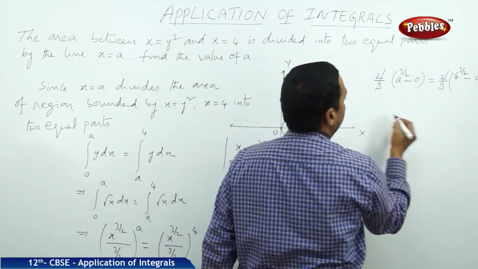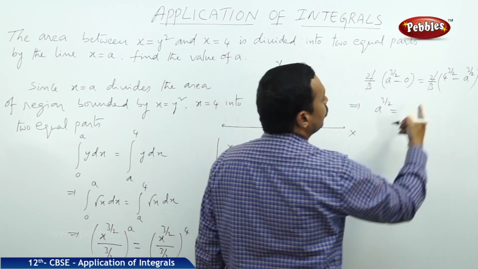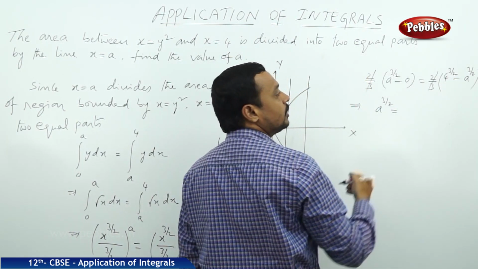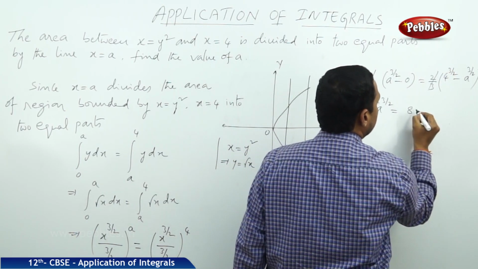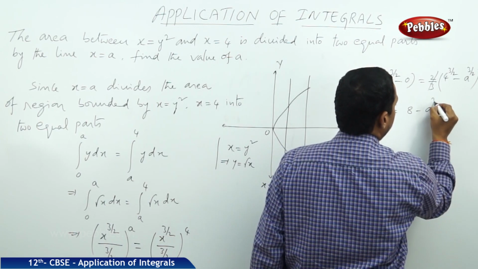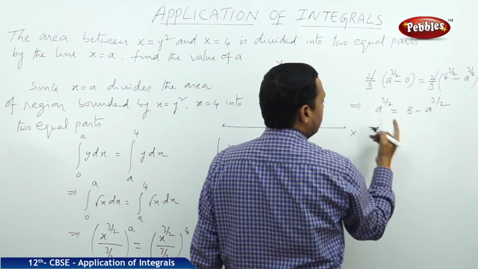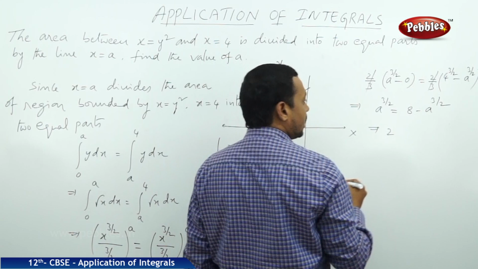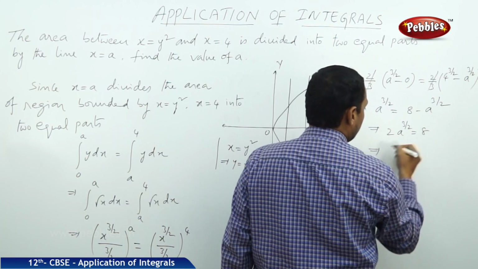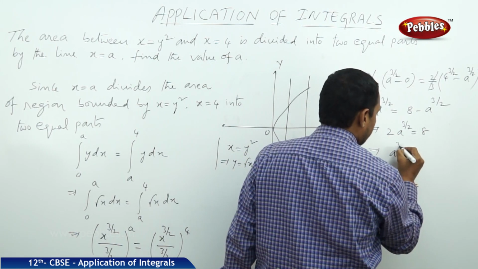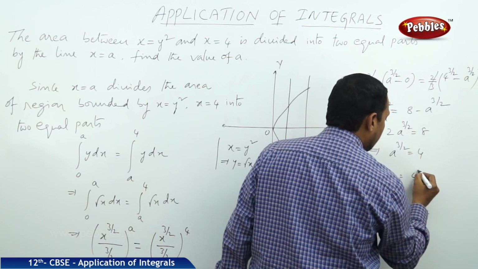Now clearly 2 by 3 gets cancelled. It is a power 3 by 2 is equal to 4 power 3 by 2 minus a power 3 by 2. 4 power 3 by 2, we can write 4 as 2 square, now 2 gets cancelled, that is 2 cube, 8, minus a power 3 by 2. This implies, move this a power 3 by 2 to the left side. Now the left side becomes 2 into a power 3 by 2 is equal to 8. Now 2 gets cancelled on both sides. A power 3 by 2 is equal to 4. A is equal to 4 power 2 by 3.